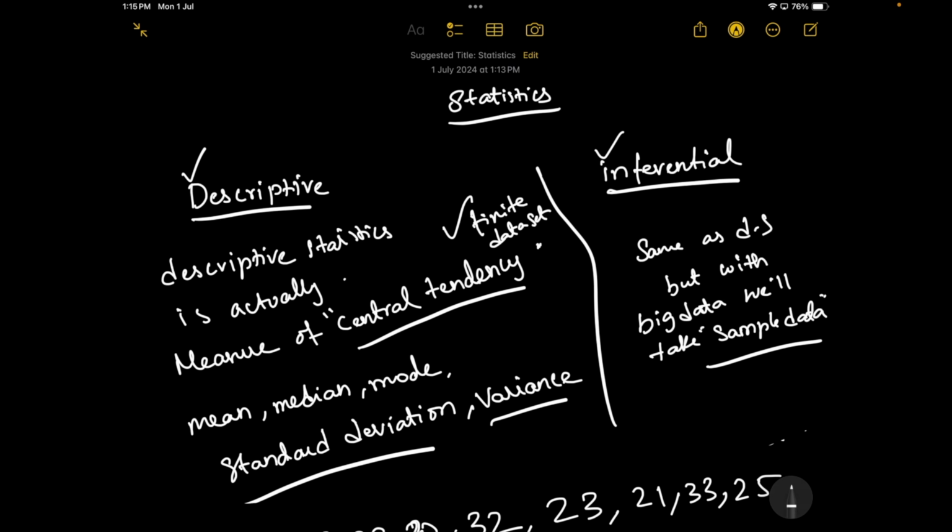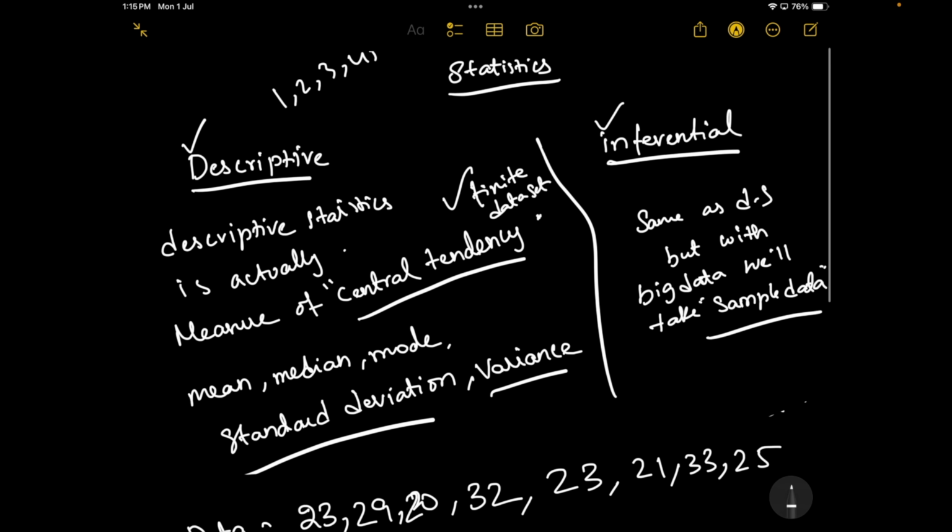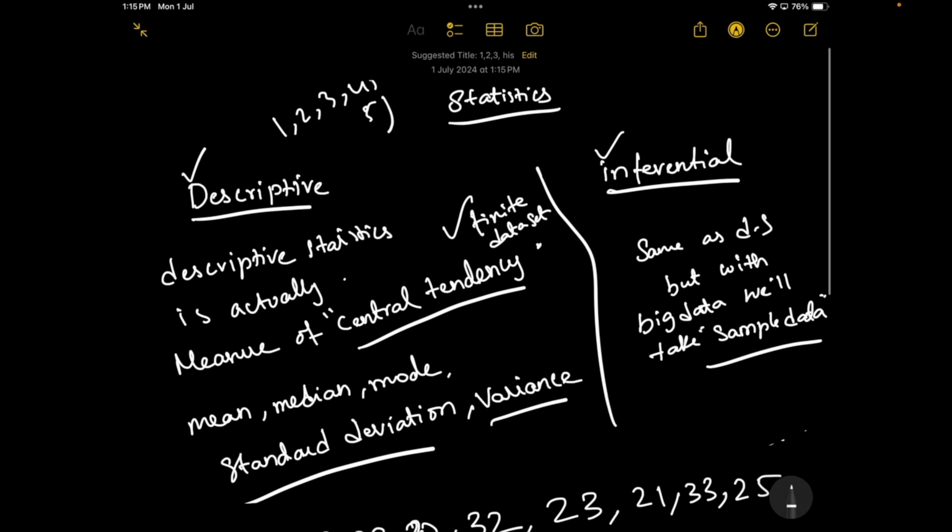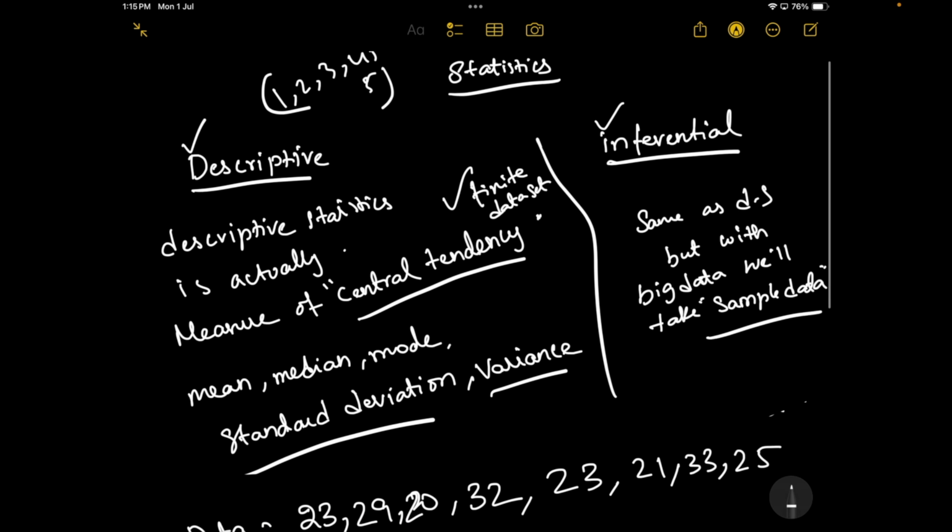The very common thing between them is that what we are doing here is finding the central tendency of the data, whatever the data is. Descriptive is like finite data. For example, if you have 1, 2, 3, 4, 5, you can count it and do operations directly. But inferential is a little tougher to do.